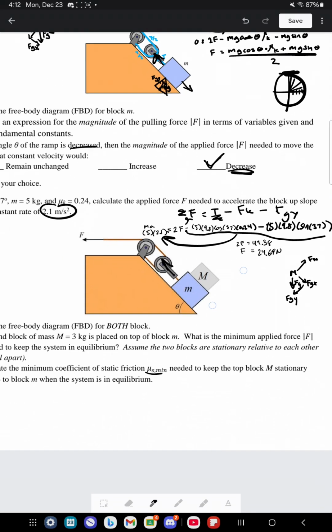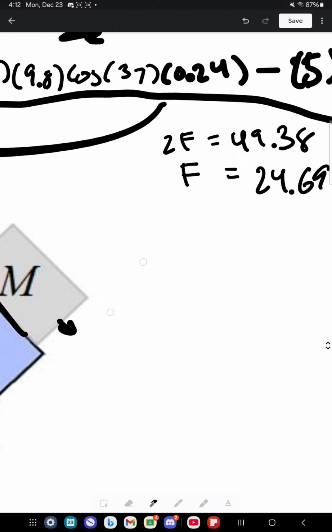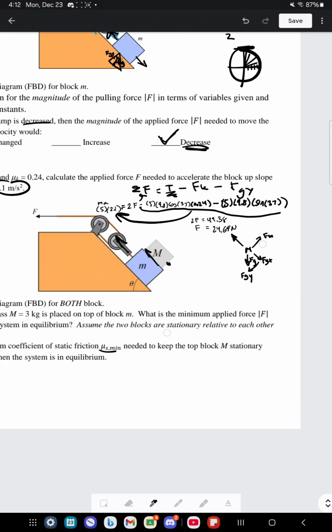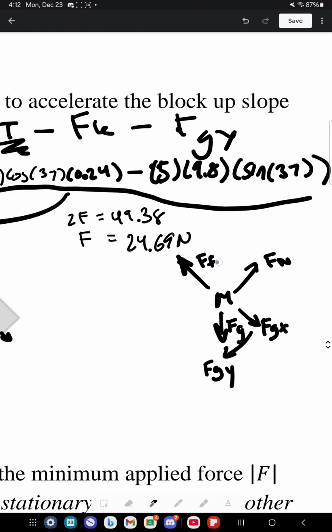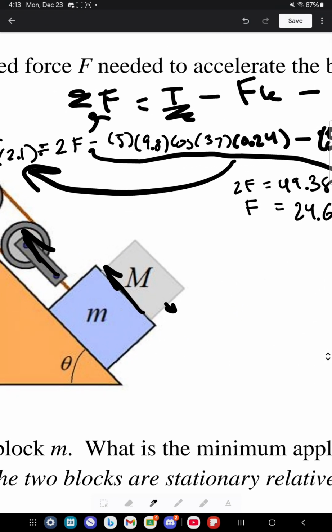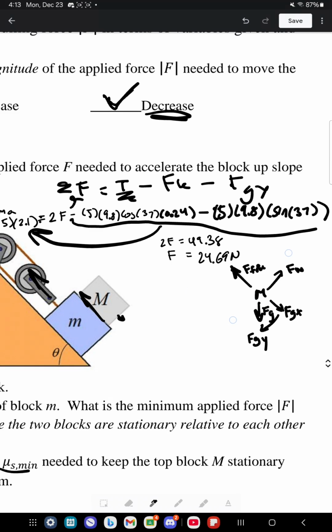But if the block wants to move downward by gravity, then the friction would want it to move with the other block. So I'm just going to say F of friction, because I don't want to use F of K, since I don't want to assume that it is moving with the other block. It could be sliding down, and I don't want to use F of K or F of S, so I'm just going to put F of friction.